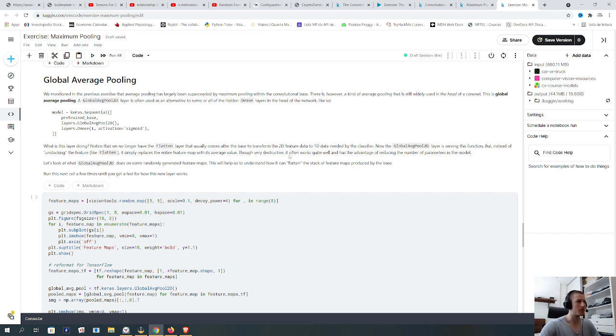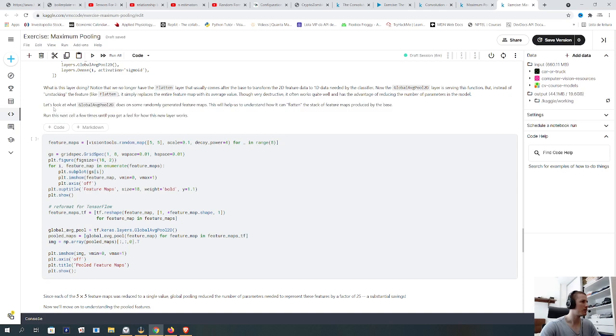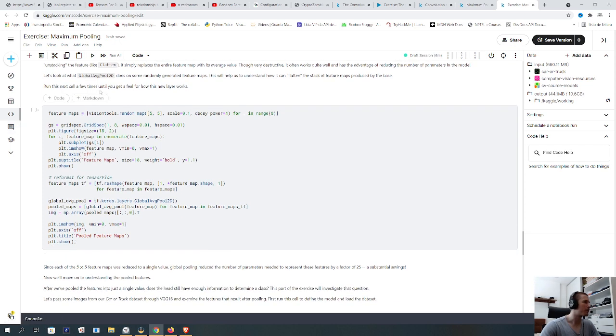Though very destructive, it often works quite well and has the advantage of reducing the number of parameters in the model. Let's look at what GlobalAvgPool2D does on some randomly generated feature maps. This will help us to understand how it can flatten the stack of feature maps produced by the base. Let's run the next cell a few times until you get a feel for how this new layer works.